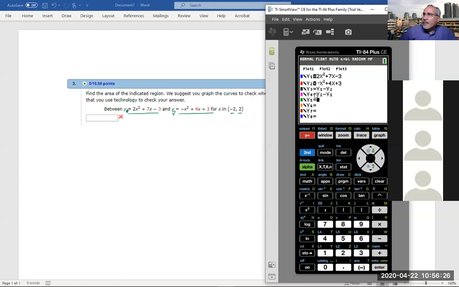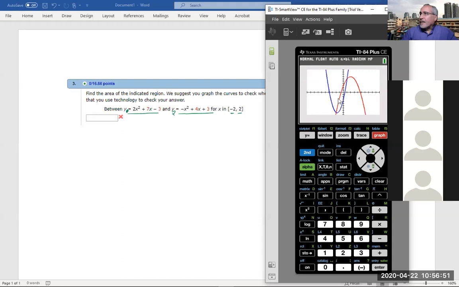Notice we have them turned off, so they won't graph right yet. But once we figure out which one's on top and which one's on the bottom, then we'll know whether to use y1 minus y2 or y2 minus y1. I'm just going to leave them here because you'll use one or the other. And sometimes we might even end up using both. So we'll take a look at that.